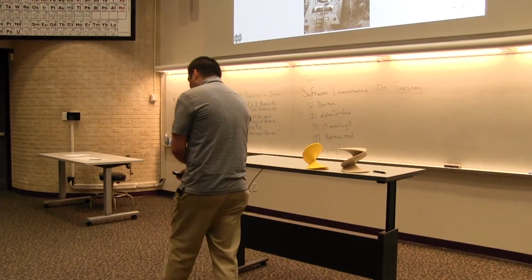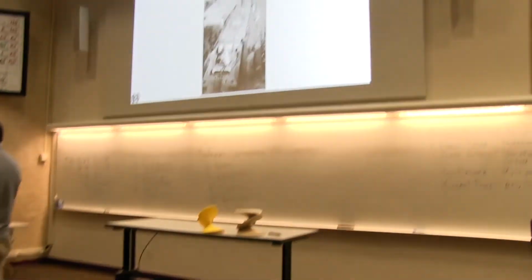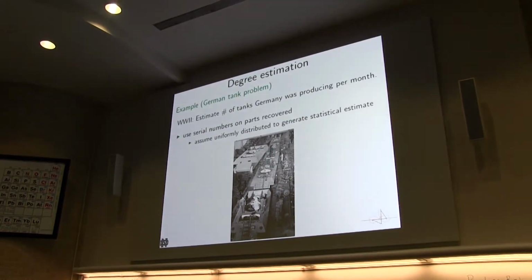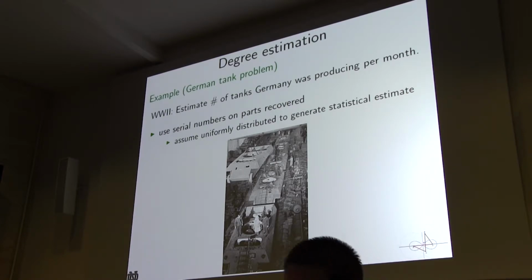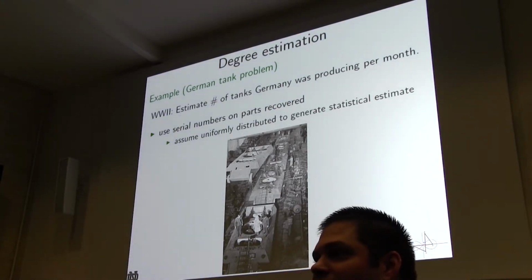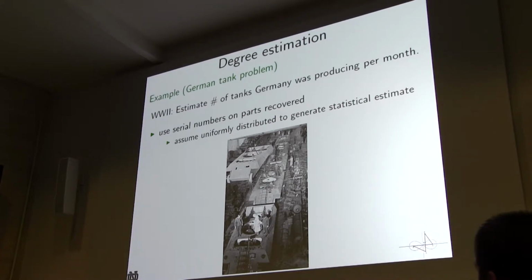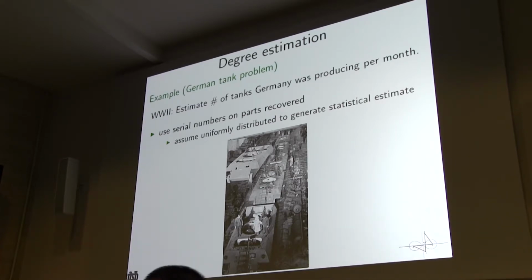So there's a classic problem of this, and it's called the German tank problem. The Allied forces wanted to know how many tanks Germany was producing a month during World War II. Once you know how many tanks you have and you know how many you've blown up, you kind of know how many are coming back to kill you. So what they did was they found serial numbers on the parts that they recovered from the blown up tanks. And they assumed a uniform distribution of those serial numbers. Obviously, this is a wrong assumption, but it's a model.